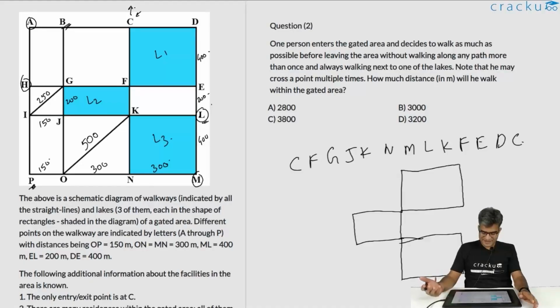If you're looking at it, this is basically the perimeter of C, D, E, F, which is this lake. What is the perimeter of the first lake? One side is 400, the other side is 300. So the perimeter will be 1400.